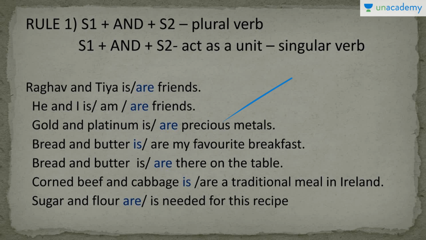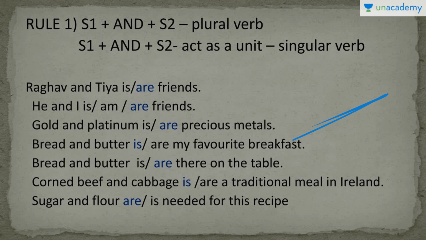Next, gold and platinum is or are precious metals. Now here again the subjects are actually gold and platinum, and they're joined by and. These are two different metals. They do not work as a unit. Therefore again it gives a plural sense and has to be followed by a plural verb. Therefore the correct sentence would be gold and platinum are precious metals.